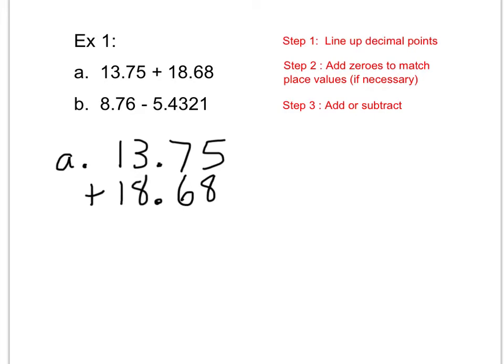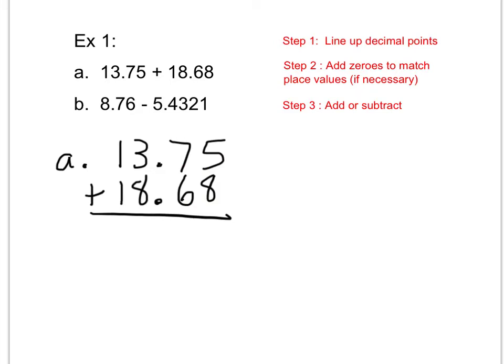Okay, that's step 1. Now step 2 is to add zeros to match place values if necessary. What that means is that if I have 2 numbers after the decimal here, I've got to have 2 numbers under the decimal down here. Or if I had 3 numbers under the decimal down here, I'd have to have 3 up here. Okay? But right now we're all matched up. We've got 2 on top, 2 on bottom. So all I have to do is go ahead and add. So that should make my work pretty easy.